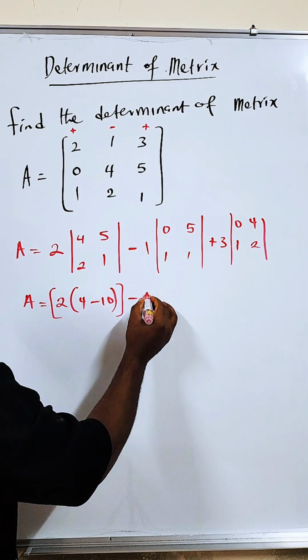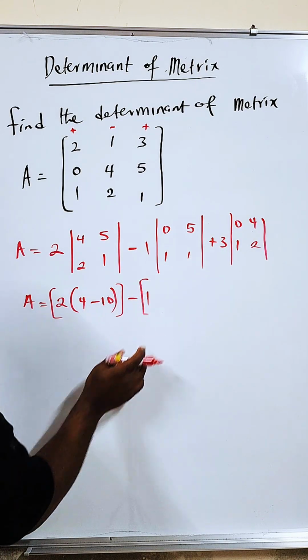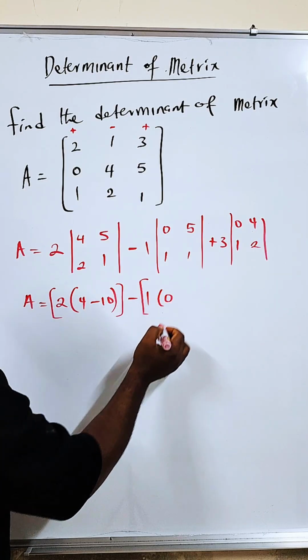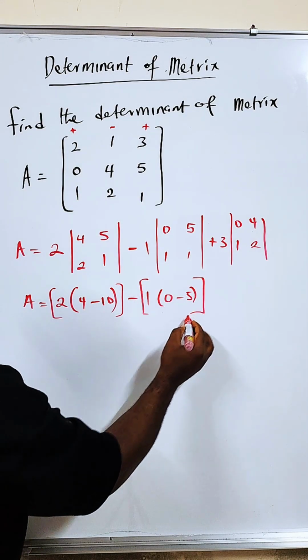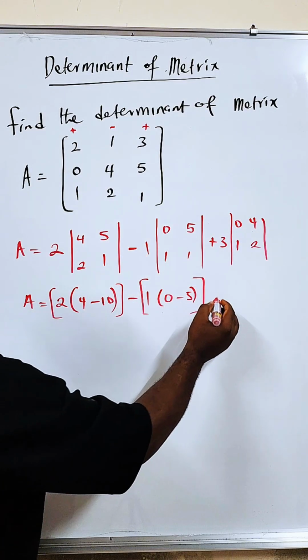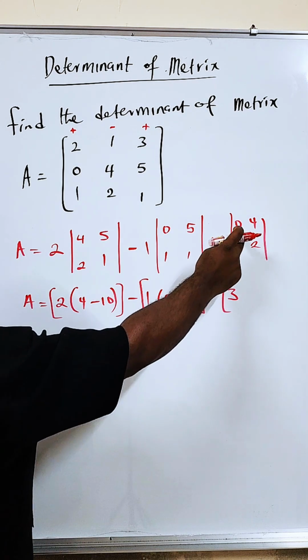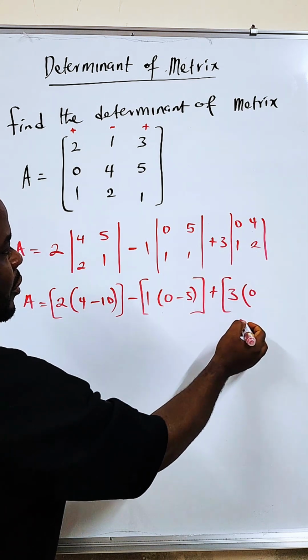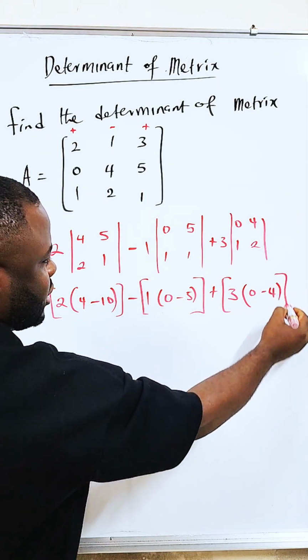So we now say minus 1. So this minus 1, 0 multiplied by 1 will give you 0. 5 multiplied by 1 will give you negative 5. All right. So this is for the second matrix. And the third matrix, you have plus 3. 0 multiplied by 2 is going to give you 0. And 4 multiplied by 1 will give you 4. So you subtract it.